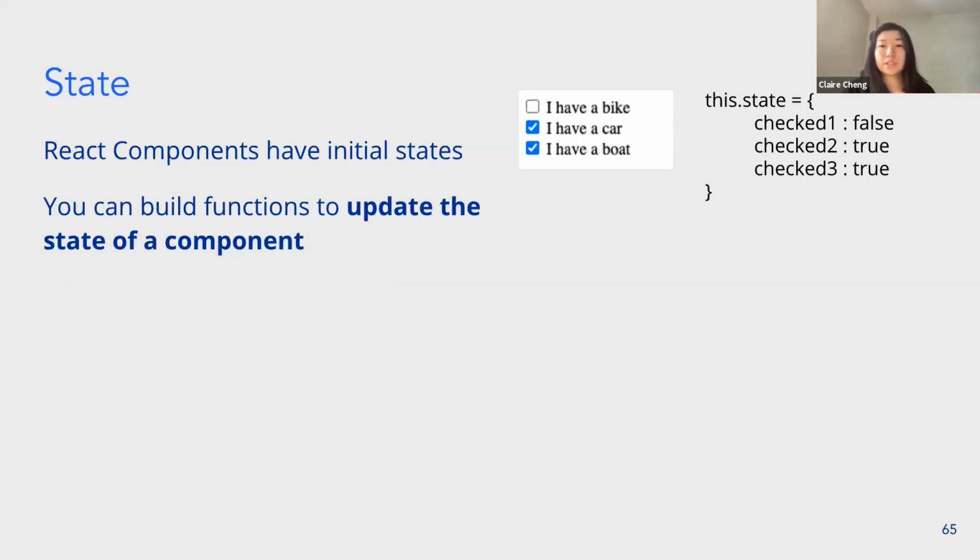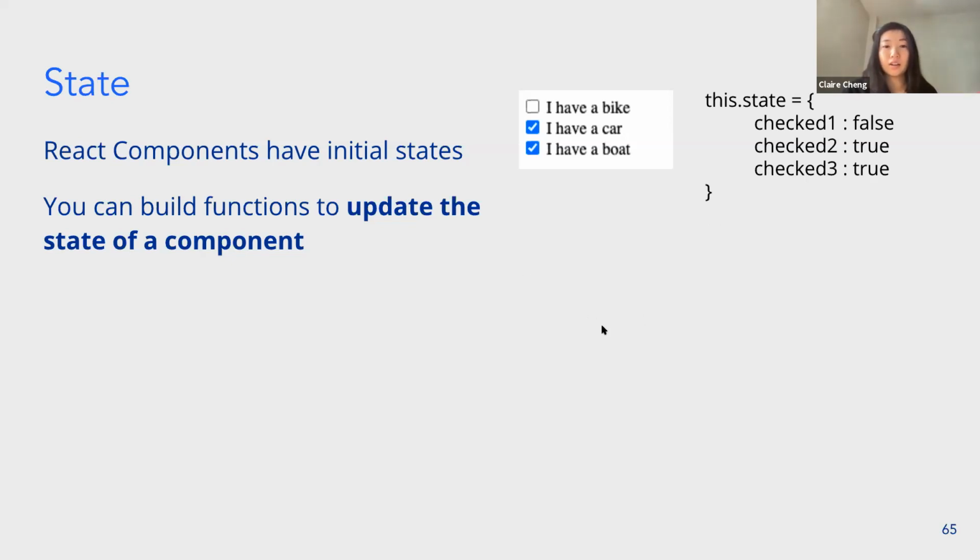And React components have initial states. For this example, you might want all the boxes to be initialized to false, like checked equals false, and then you can build functions or write code to update the state of the component and change what it looks like on your web browser.